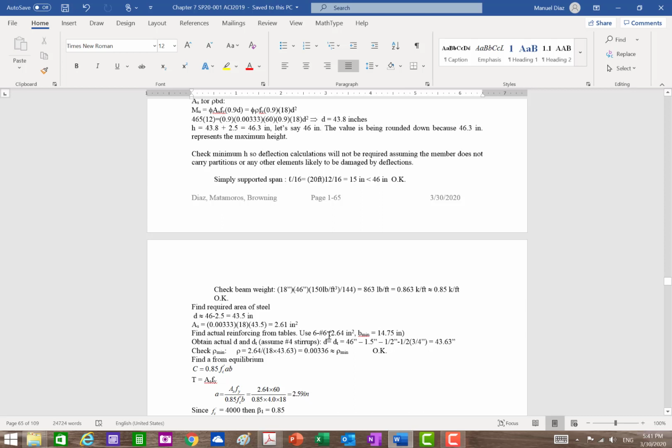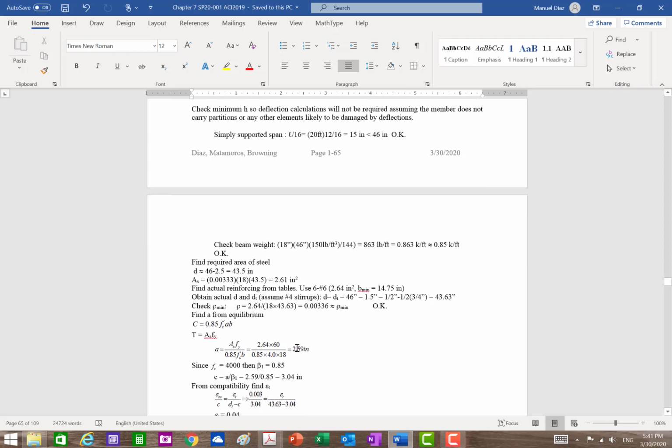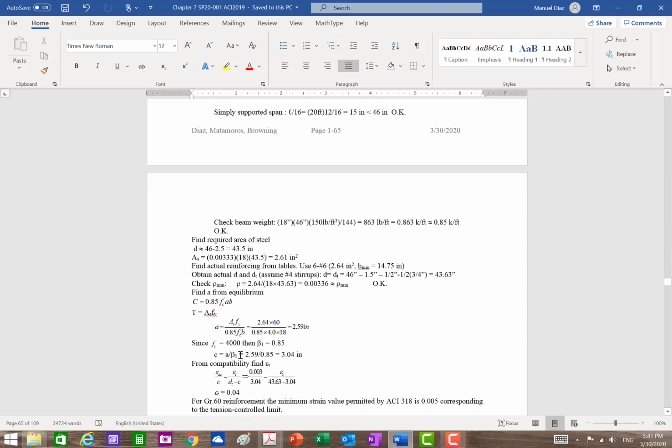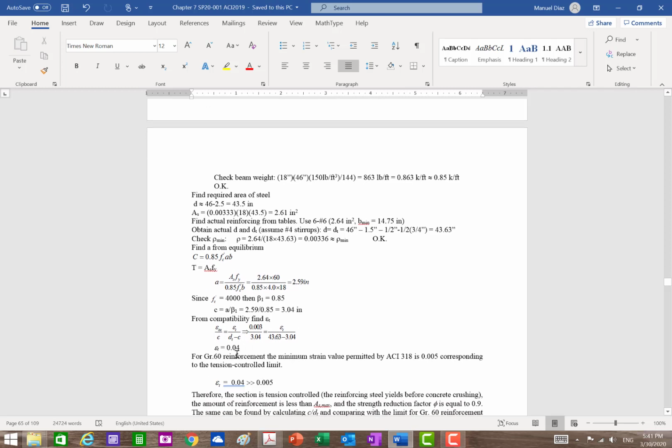Now that we know the bar sizes, I'm going to find my actual D and D sub T using the size of the bar that I found. So it gets 43.63. So a little bit more than this 43.6. Right? My rho minimum should be okay. Yeah, it is pretty much almost the same. And then I find my A value with the area of steel that I selected. Find my C value.